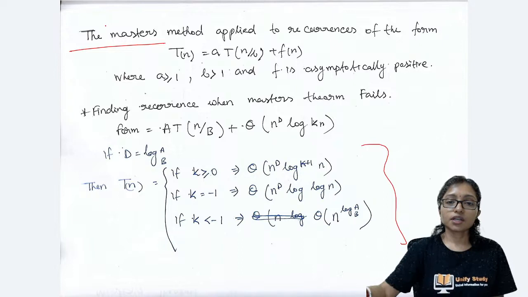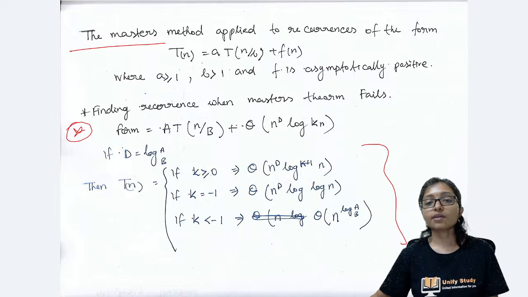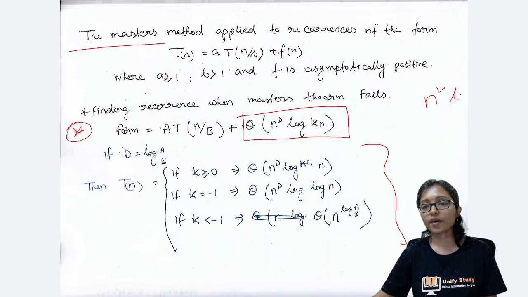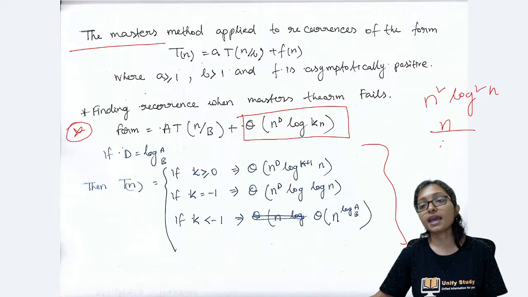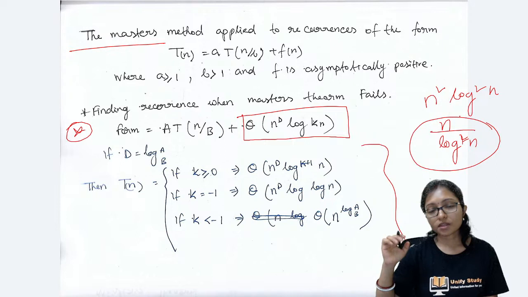So here is the extended master theorem. Write it down, because when we are not able to apply the normal master theorem, your f(n) part will be in this format: log n squared, log square n, or maybe n divided by log square n, log cube n. Whenever it comes in this type of format, you will not be able to apply the normal master theorem.